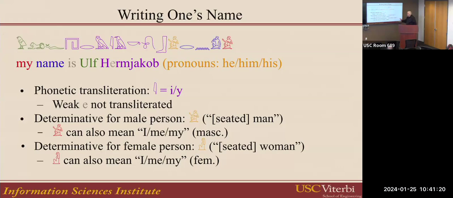You always have to add this determinative. So I'm not a settlement, I'm not a GPE, I'm a male person. So you have to put the sitting man over there. If you then translate that to modern English, it would kind of translate to the pronouns he, him, his, I guess.